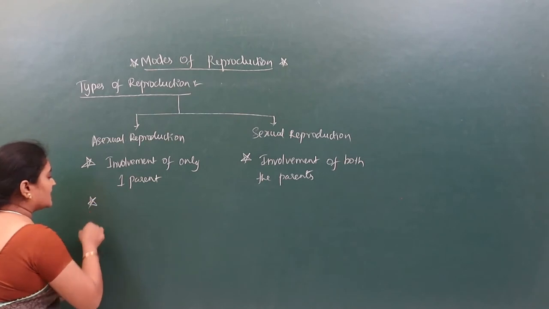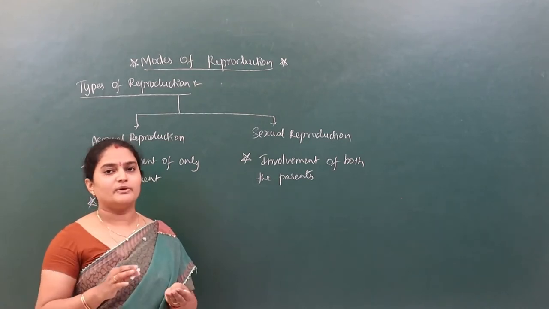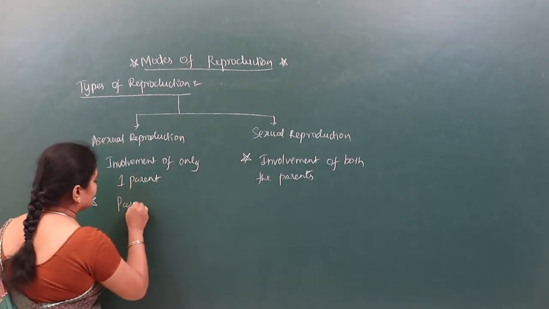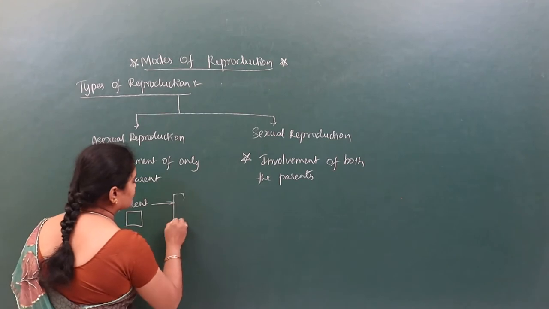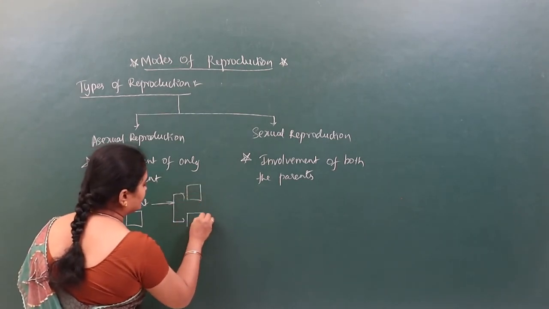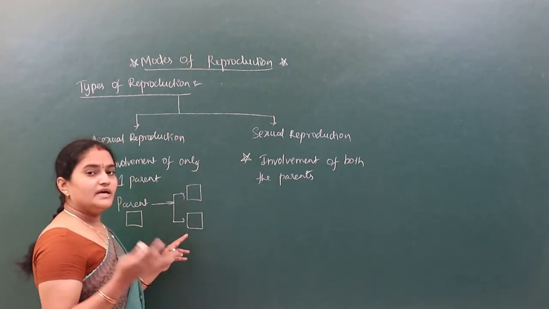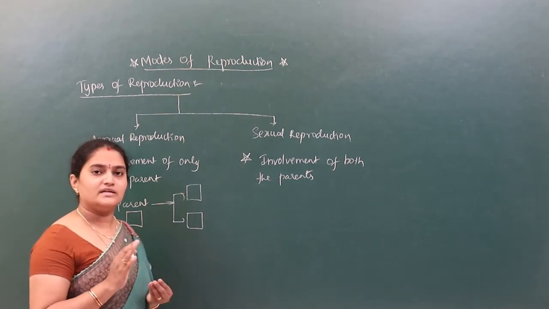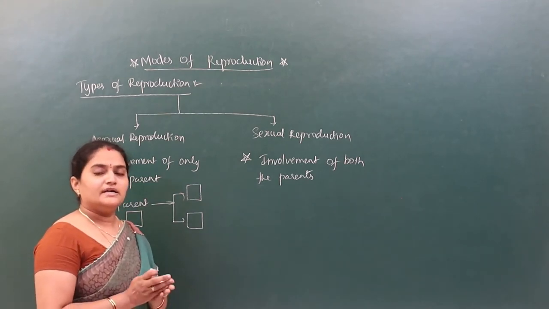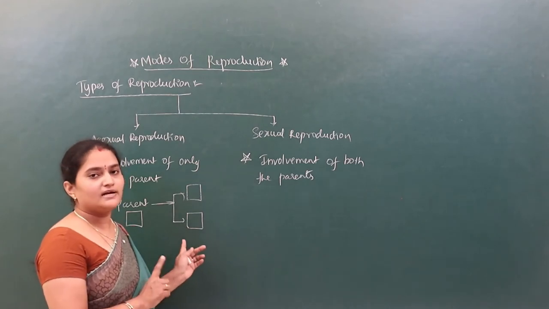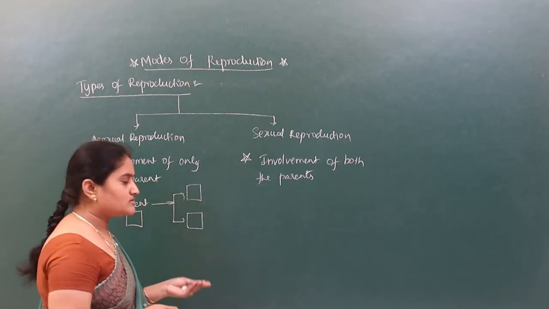And in asexual reproduction, the offspring is an exact copy of the parent. If this is a parent cell, the progeny will have the same morphological and chemical characters, so they are identical to each other. There is no genetic exchange. If the parent has a flagella, then the offspring will also get a flagella. If it has cilia, they will also get cilia. Exact copies of the parent.